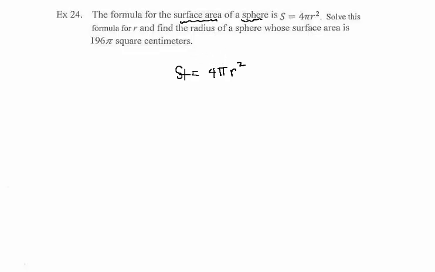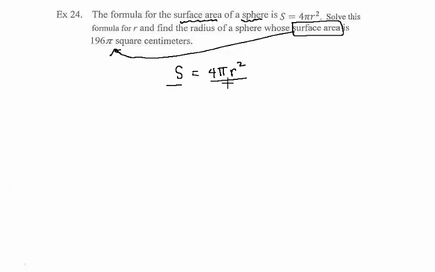Alright, now it's set up to calculate s if we're given the radius of the sphere, but we're not given the radius. Okay, we're given the surface area. We're given the s, and we want to solve for the r. So what we need to do is take this formula and rearrange it to get the r by itself. And you can see here that the r is squared. And whenever that happens, you're going to have to apply a radical.